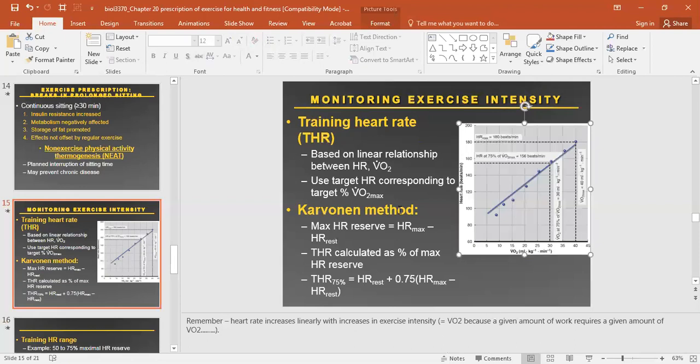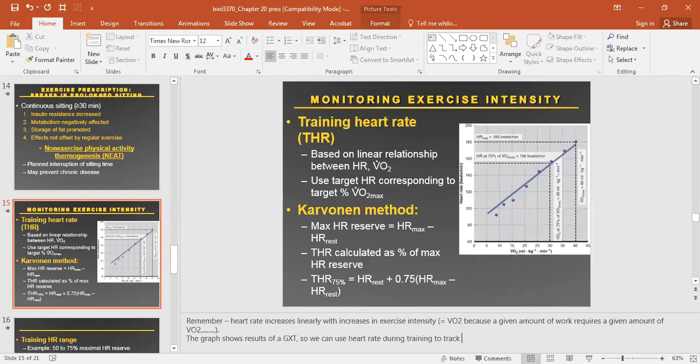Okay, so if we have the ability to measure this heart rate in a graded exercise test, we could create this graph. The graph shows results of a GXT, graded exercise test. We can use heart rate during training to track changes in fitness over time, because with training, submaximal exercise heart rates go down.